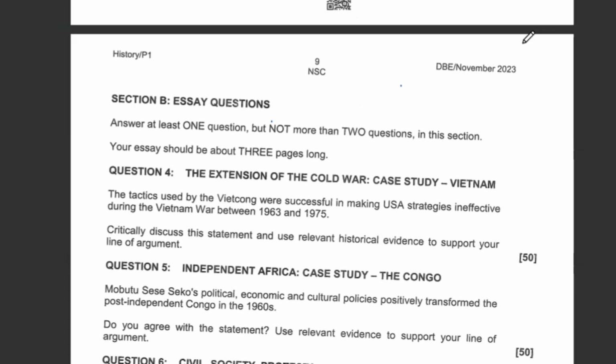Try to link back to the fact that we have approved the statement. In this instance, we have approved that the strategies by Vietcong were very successful in limiting the strategies by USA. So we should go back to the statement and refer it back, link it back to your line of argument. Right. Let's do it by elaboration rather than just talking.